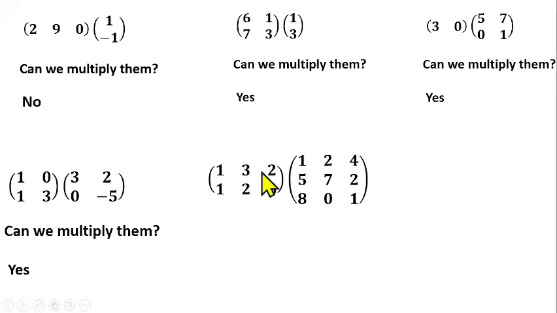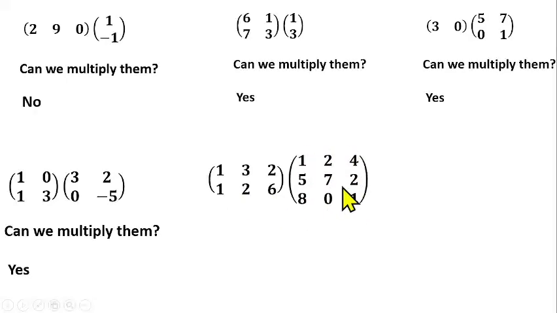Okay, the answer is yes, we can multiply them. The first row here has 3 elements, and the column here also has 3 elements. So the number of elements in the column is the same as the number of elements in the row. Look at this row as well. It has 3 elements, which means the column also has 3 elements.